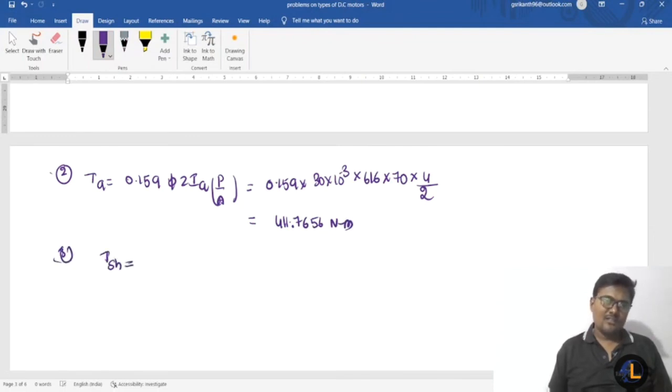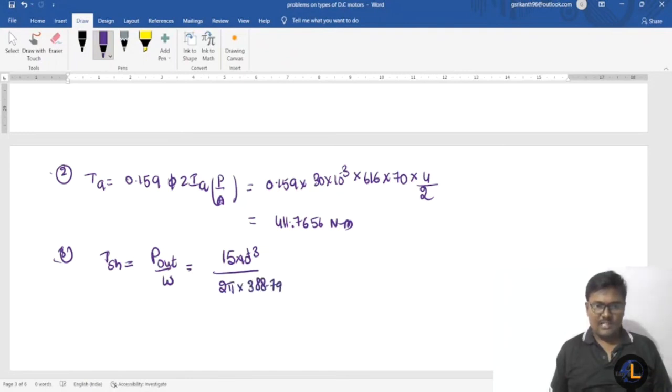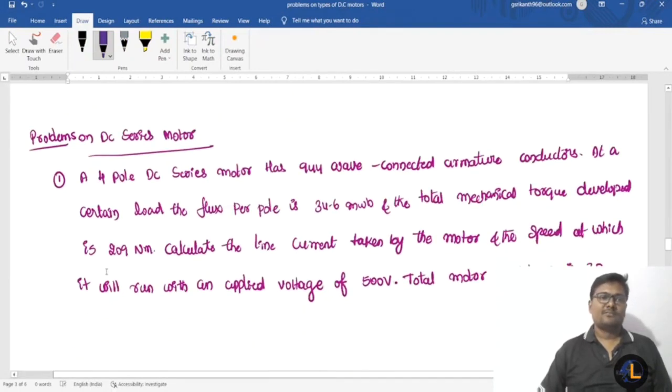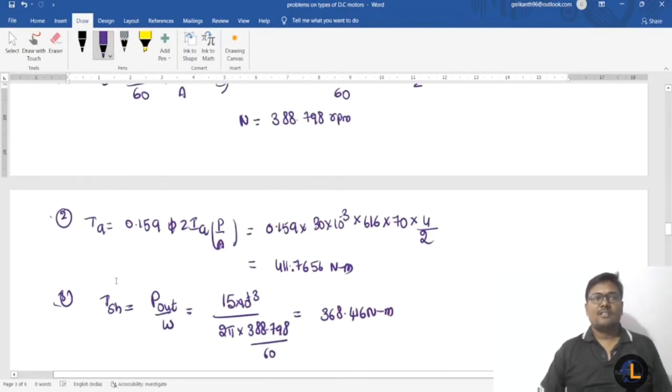And what is the third one? Shaft torque is equal to power output by omega: 15 × 10^3 divided by 2π N by 60, with N equal to 388.798, divided by 60. So then I got it as 368.416 Newton meter. So these are the problems on DC shunt motor.